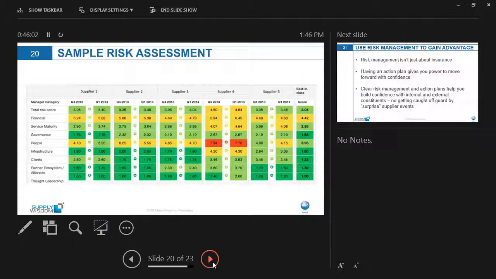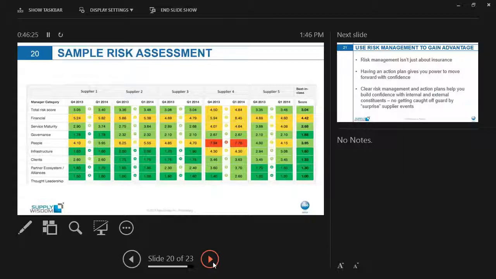Similarly, if you look at financial, everybody's yellow, right, which is moderate risk. So if you were only looking at one supplier, you'd be like, wow, they're kind of risky. They're yellow. They're not green. But then if you actually look at the best in class score, it's actually moderate. So it's a good way for you to cross-check and balance across what you're seeing.